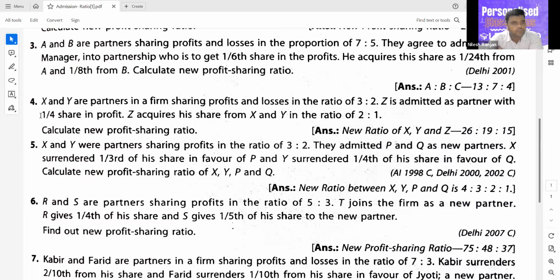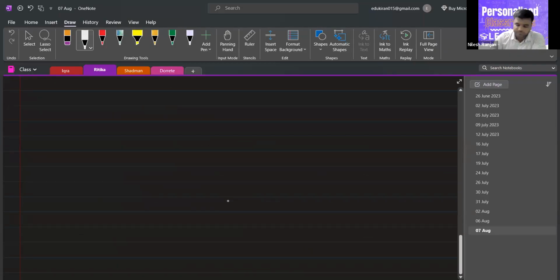X and Y are partners in a firm sharing profits and losses in the ratio 3:2. Z is admitted as a partner with 1/4 share in profit. Z acquires his share from X and Y in the ratio 2:1. Calculate the new profit sharing ratio. Okay, so their old profit sharing ratio is 3:2, but they are sacrificing in 2:1. Okay. Yes, sir. Okay. Now, in this type of situation, what do we have to do?